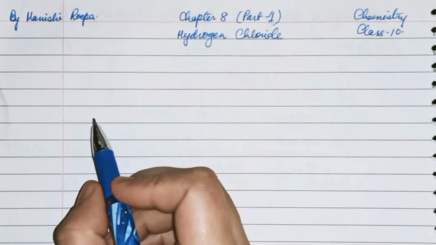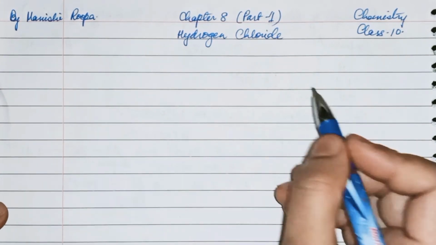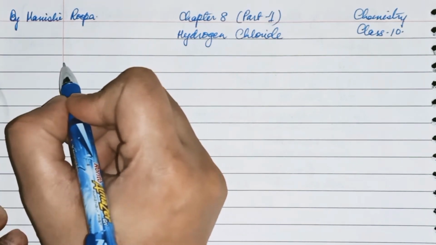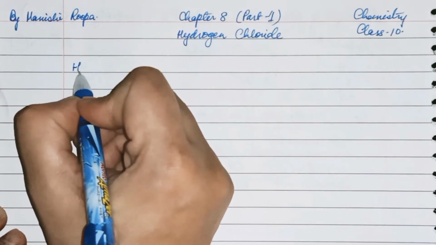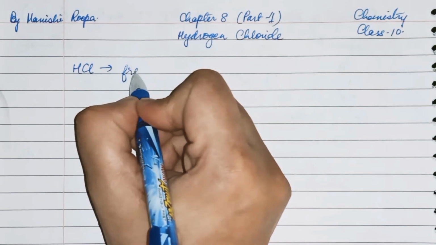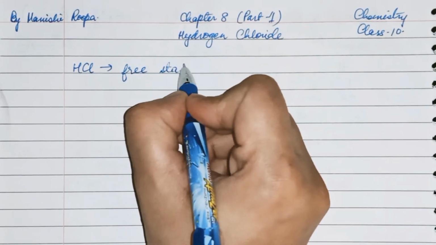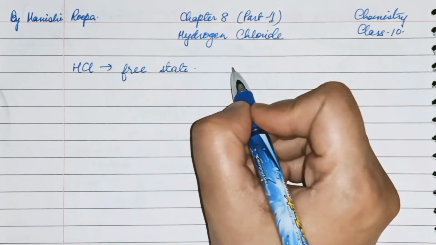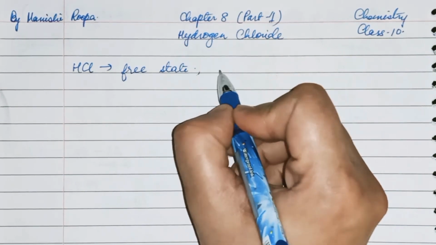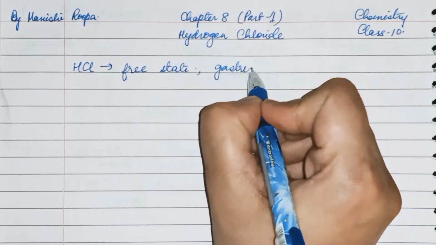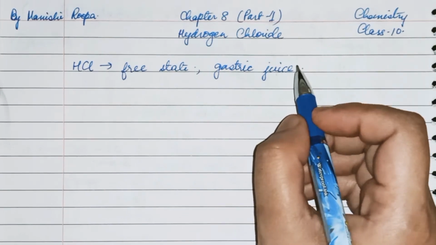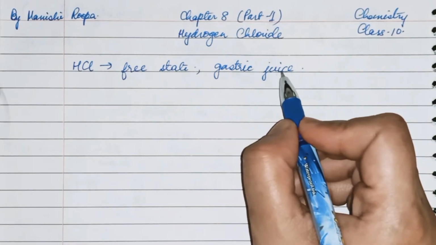So here we can start from the preparation, but before preparation let's know some important points about HCl gas. It occurs in a free state, and it is found in gastric juice also. Gastric juice is present in the stomach, which is used to digest the foods.